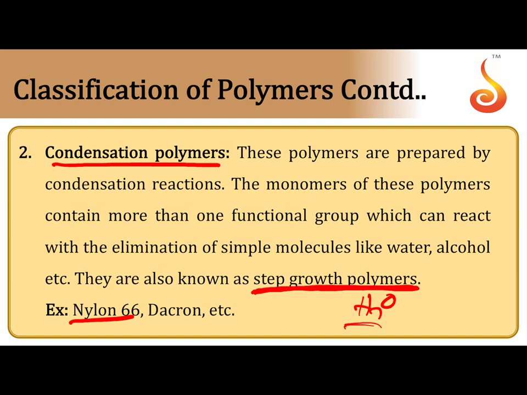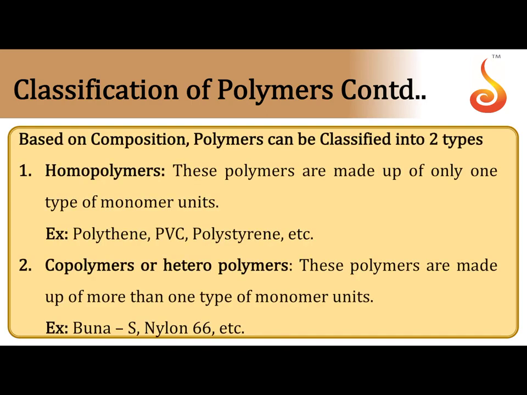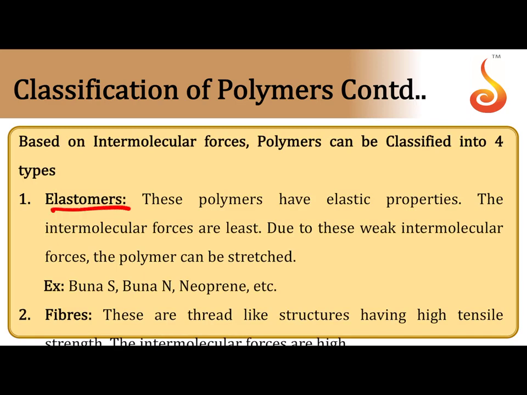So in nylon 6,6, two polyfunctional monomers are subjected to condensation by the elimination of H2O. The bond formed between two monomers may be an amide bond. They are called polyamides, for example nylon 6,6. Or an ester bond, COO, may link two monomers. They are called polyesters, like Dacron. Next, based on the type of monomers involved, they are divided into two types: homopolymers, where only one type of monomer is involved, and copolymers or heteropolymers, where two or more types of monomers participate.